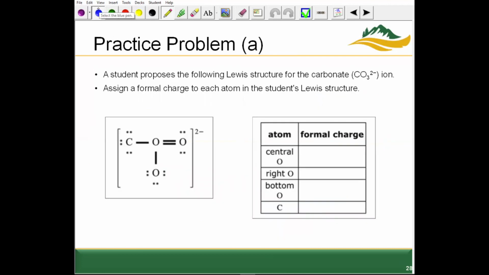Let's try this practice problem. So a student proposes the following Lewis structure for a carbonate ion, so CO3 2-, a polyatomic anion. We're going to assign formal charge to each atom in this Lewis dot structure.